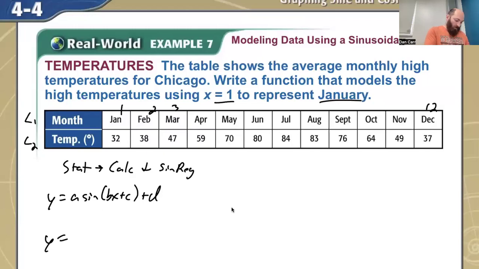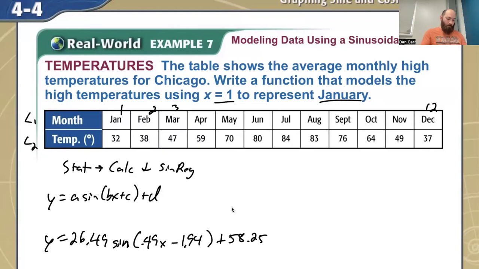So y is equal to 26.49 times the sine of b is going to be 0.49. And then x, we got minus 1.94 and then plus 58.25. Okay, so that is it for that one. And that's, again, that sine function that we get from that.